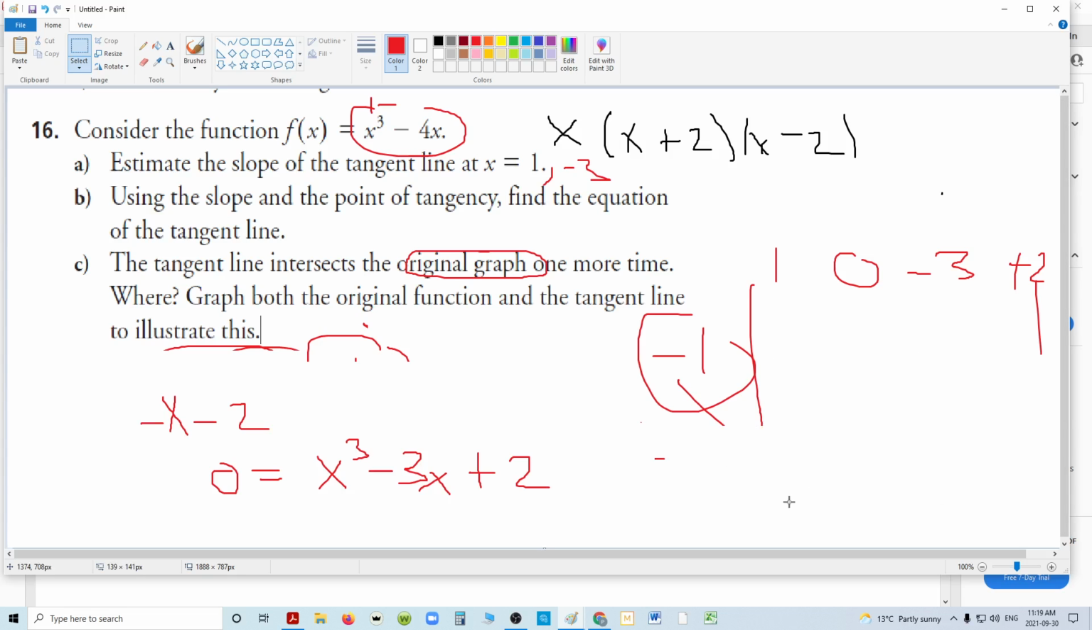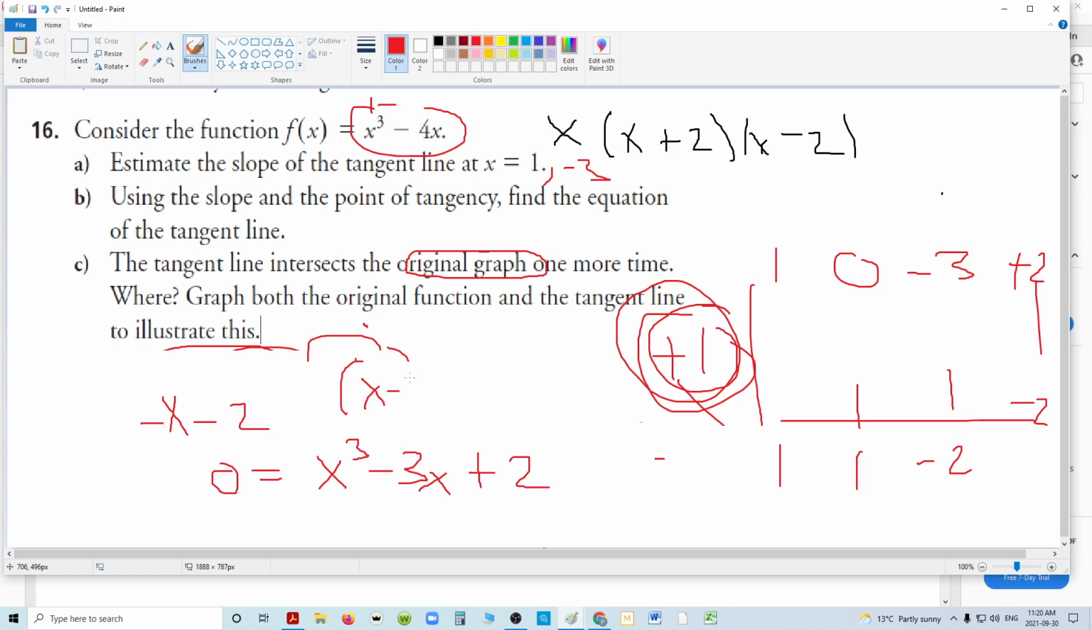I know that it goes through when x is plus 1. So I can use plus 1 here, not minus 1. And I'm left with 1, 1, 1, 1, minus 2, minus 2. There was my mistake. So I'm left with x minus 1, x squared plus x minus 2.